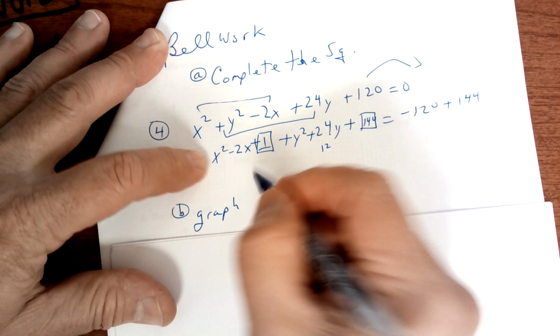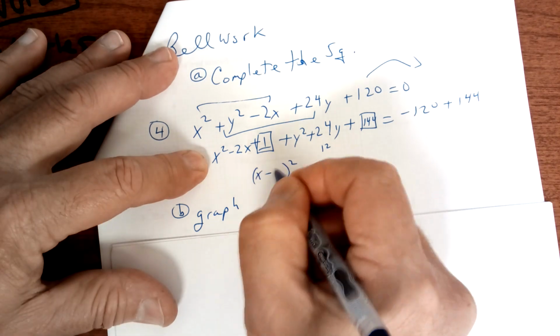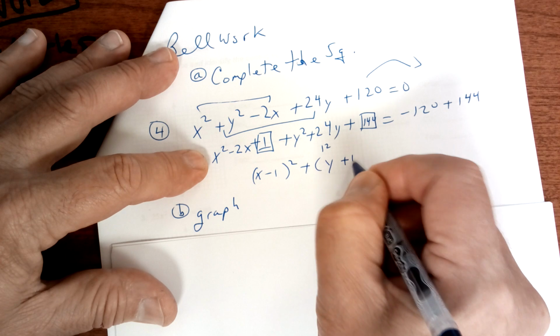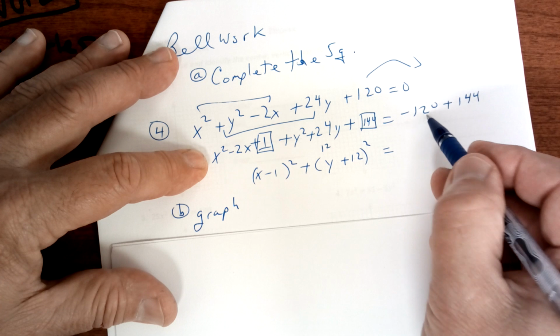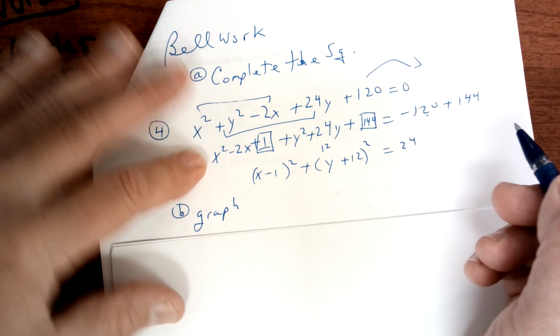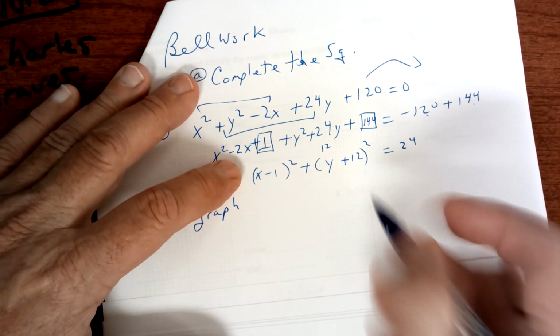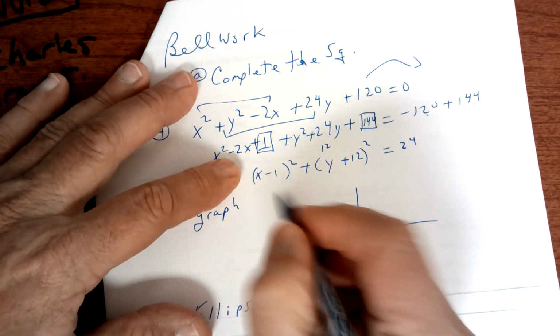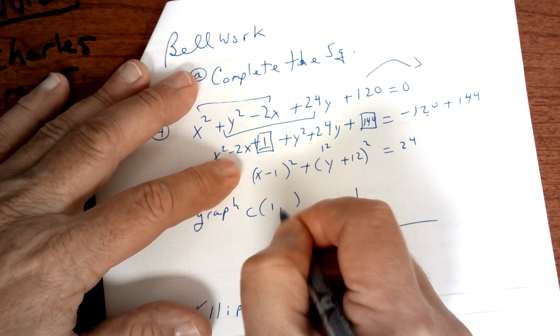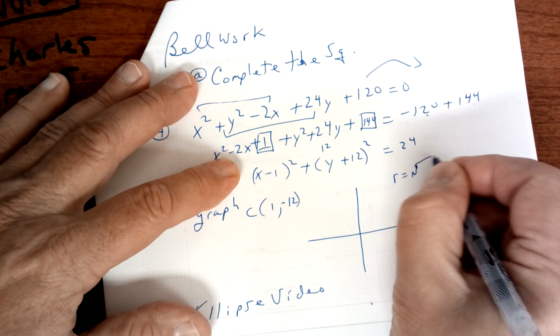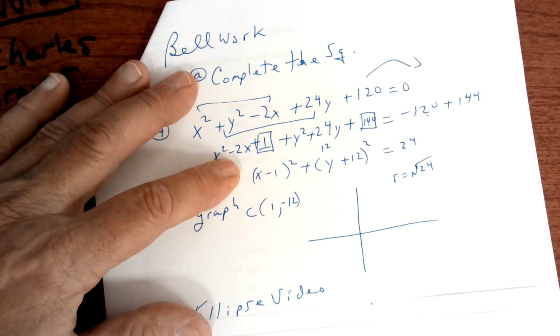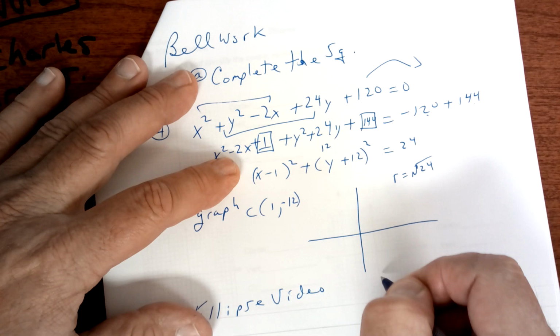So this becomes a perfect square. So it's (x minus 1) squared plus (y plus 12) squared is equal to whatever this is. So it looks like 24, I guess it is. Okay, so the center is going to be the opposite, so it's going to be 1 and negative 12. The radius is the square root of 24. All right, now we got it. So with this set, you're going to go over 1, down 12. We're over here. And then you're going to go up square root of 24.